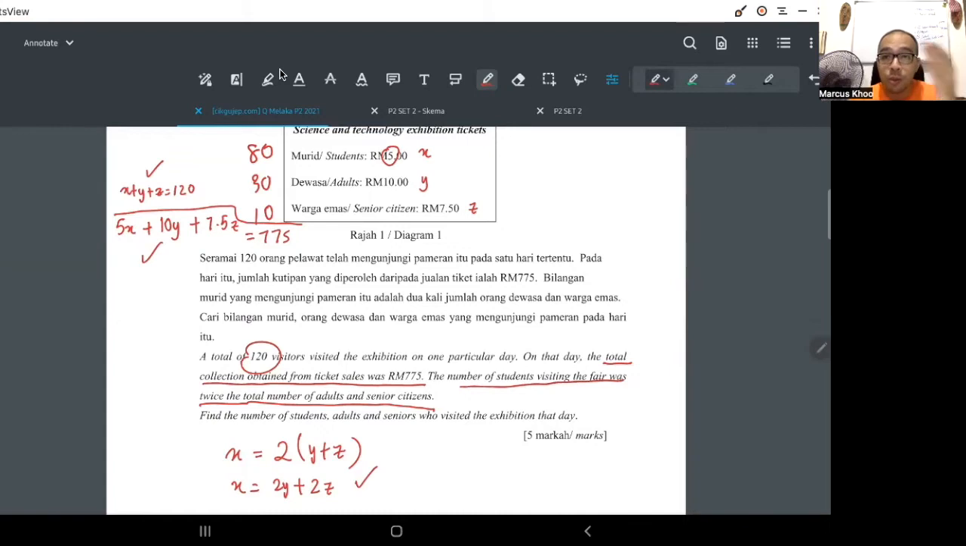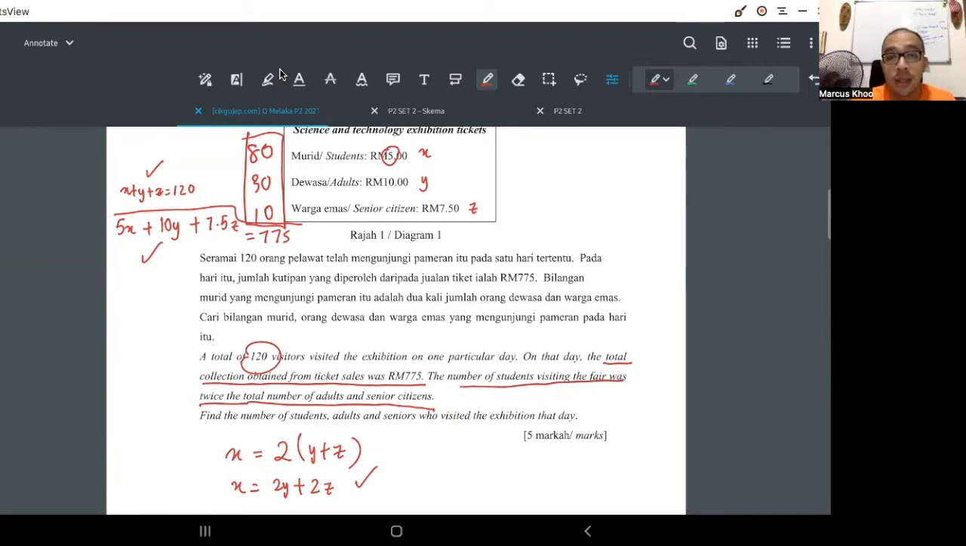Okay, then kamu buat the simultaneous equations. Okay, I'm not going to do it here because this is your work now. Okay, saya hanya bagi guide sahajalah. Okay, and you should be able to get these 3 answers, 80, 30, and 10. It's a very straightforward question lah.